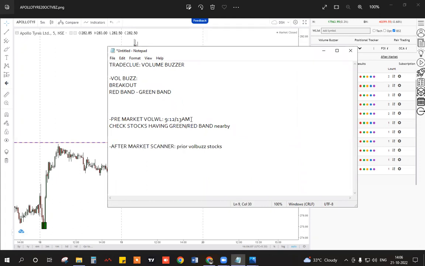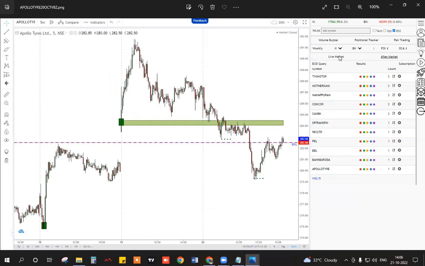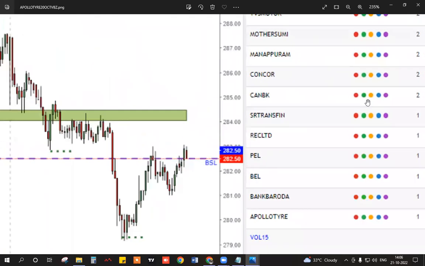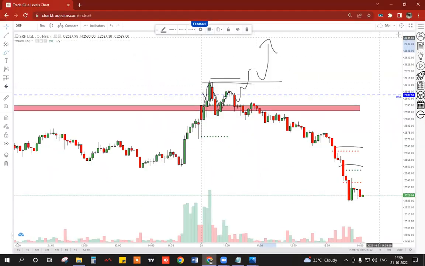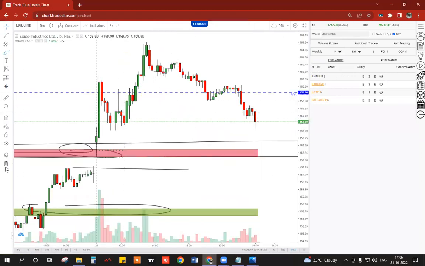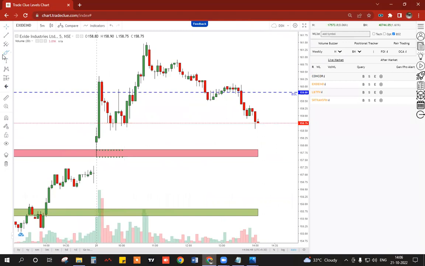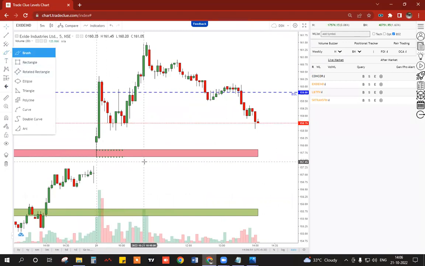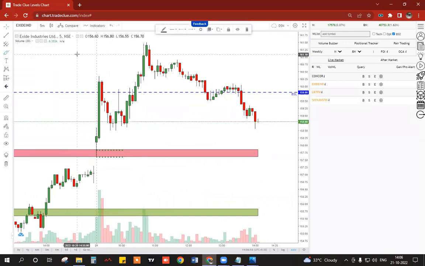So in the pre-market, this will be a quick summary for us. Check the stocks which are having green and red band in the pre-market. Add those stocks to your watch list and then see whether these trades are happening as per your pattern, basically as per your execution pattern. You can either execute your trades on 2-3 minutes, or you can keep a slower execution on 5 minutes. That will also be fine.